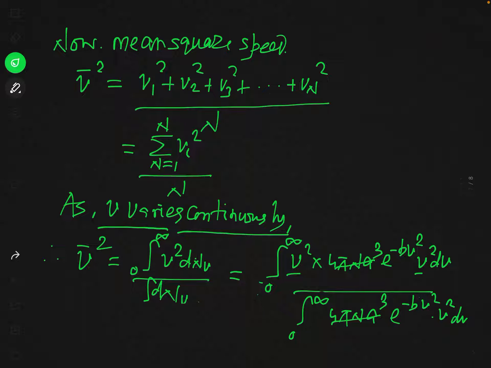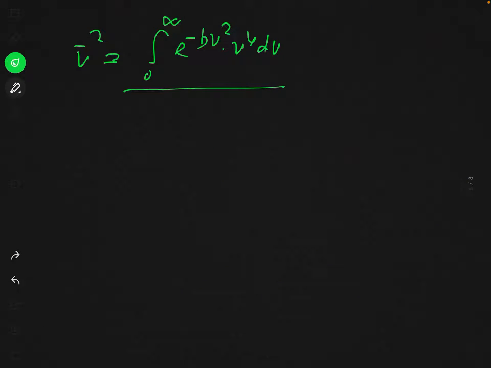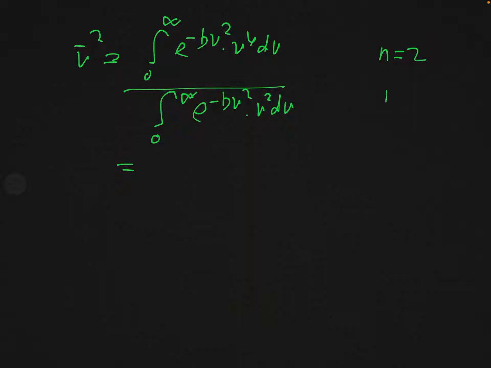You can see here our final result is this much over the integral from 0 to infinity of e raised to the power minus bv square times v square dv. Now you can use the Gaussian integral formula here, and you have seen that in the integral in the numerator n is equal to 2 and in the denominator n is equal to 1.